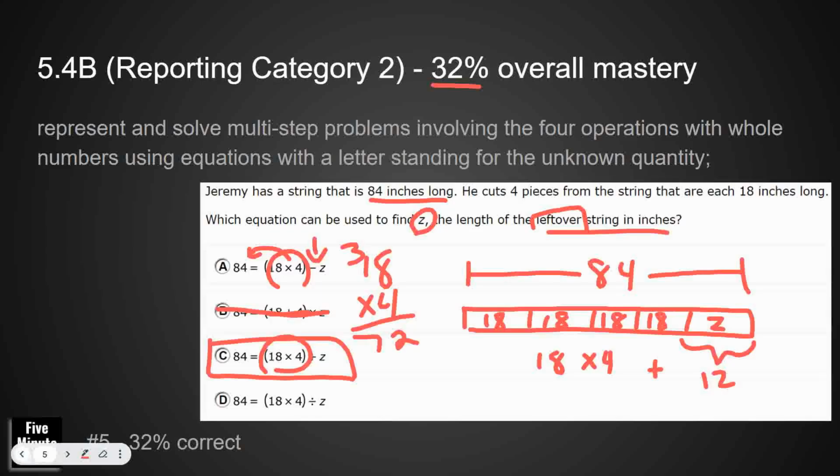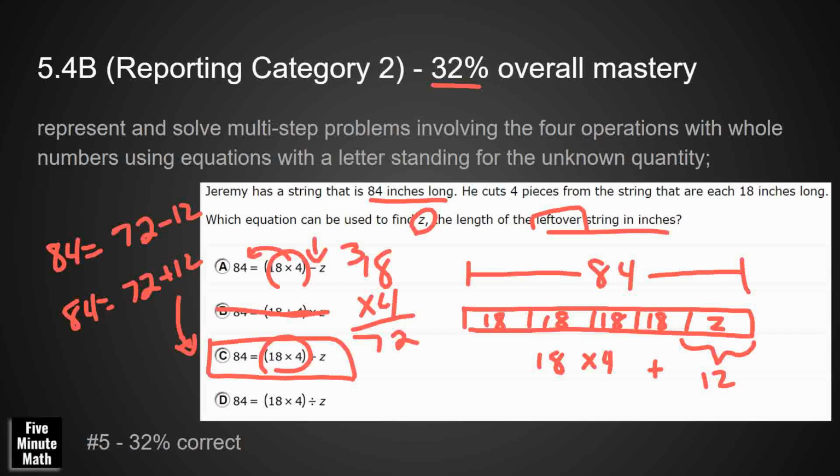And then have them solve for the leftover string and substitute in Z to check their work, right? So if I know that Z is 12, and I know that 18 times 4 is 72, look at A. I can now say 84 equals 72 minus 12. No, that doesn't make sense. That's going to make 60. Actually, 84 is going to equal 72 plus 12. So if they can go ahead and just figure out what those 4/18s equal, they can use a little bit of substitution and see if A makes sense, which in this case it doesn't.